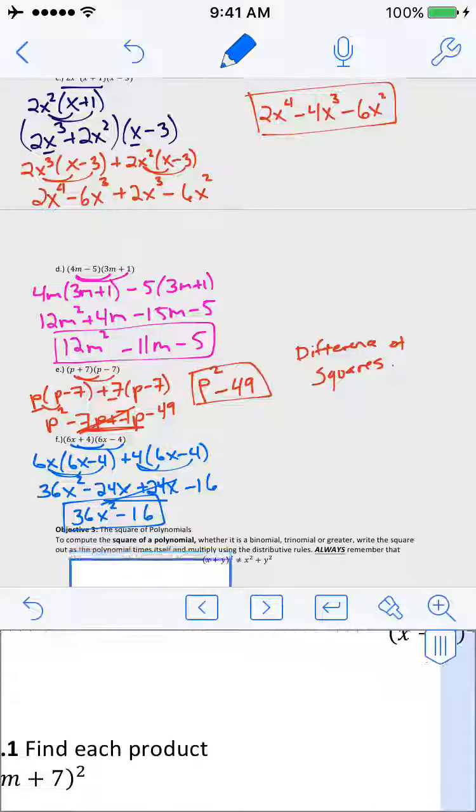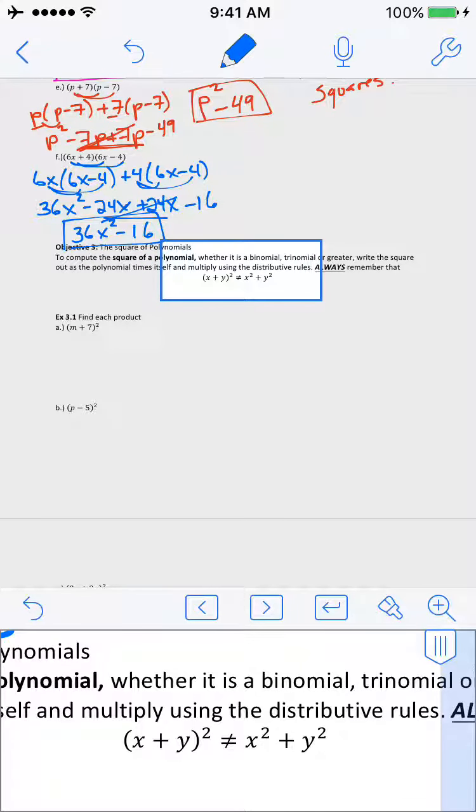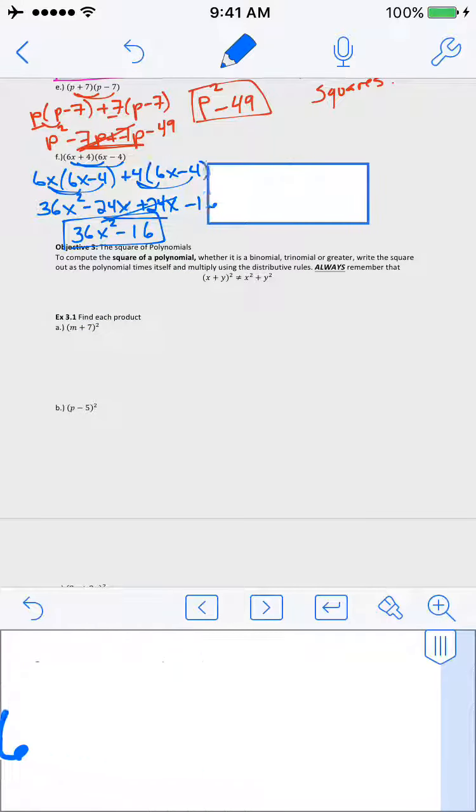Awesome. Now we're going to talk about something that's slightly different. It's a polynomial squared, okay? So if you have any questions before now, you need to pause the video, get them answered, and then we will move on to polynomials squared.